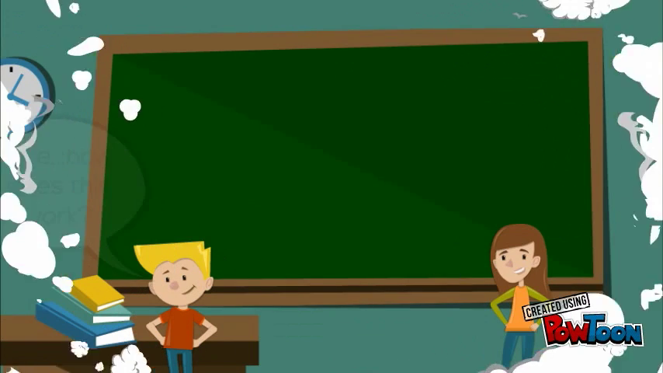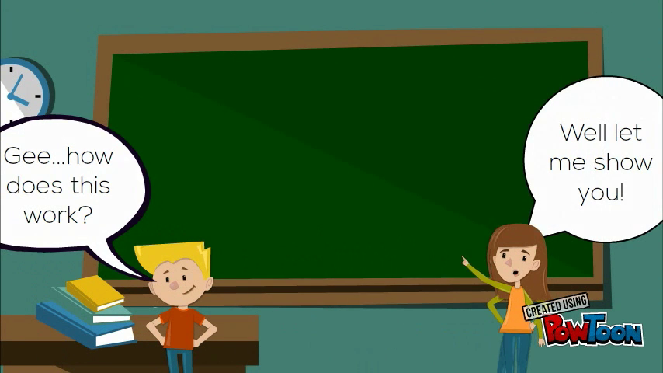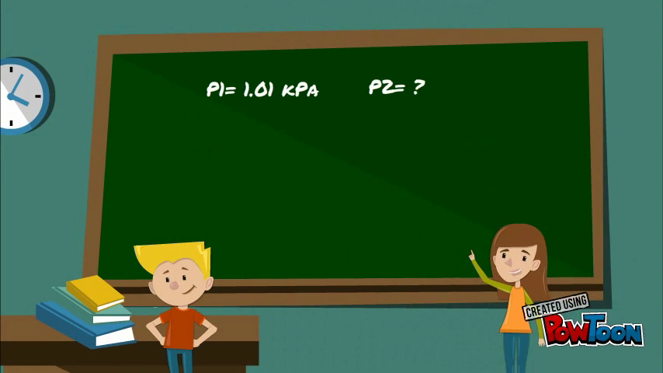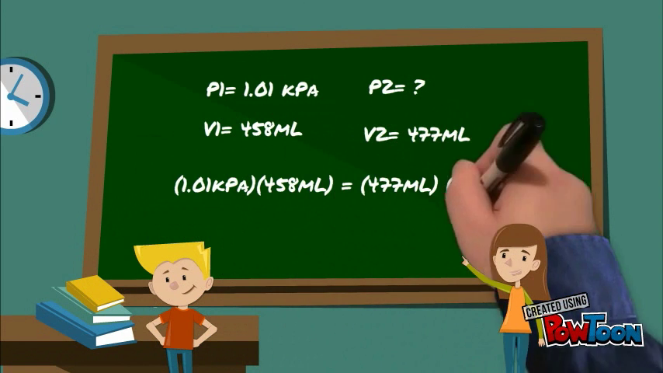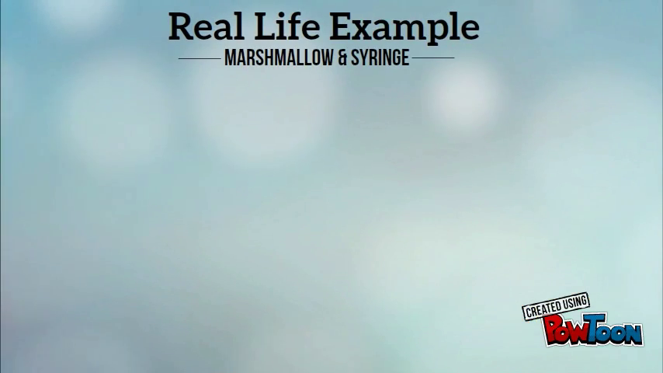What's the new pressure? Gee, how does this work? Well, let me show you. First, you start out by writing your givens. Now you will solve for P2 by using P1 times V1 equals P2 times V2. After solving, you find that P2 equals 0.97 kPa.